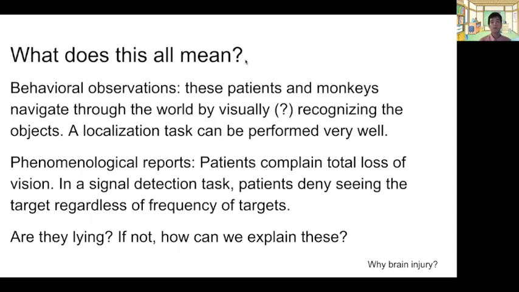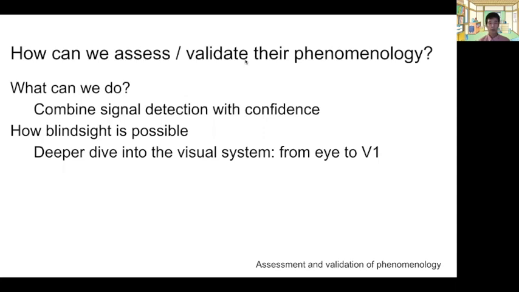And one possible way to explain all these results could be that they are lying. However, if that's not the case, which is the most likely scenario based on the many different kinds of experiments since then, how can we explain these phenomena? That's the next question. So next week, I will provide one potential way to reconcile this situation by combining signal detection theory together with a confidence rating. It's a little bit of a methodological kind of lecture part.